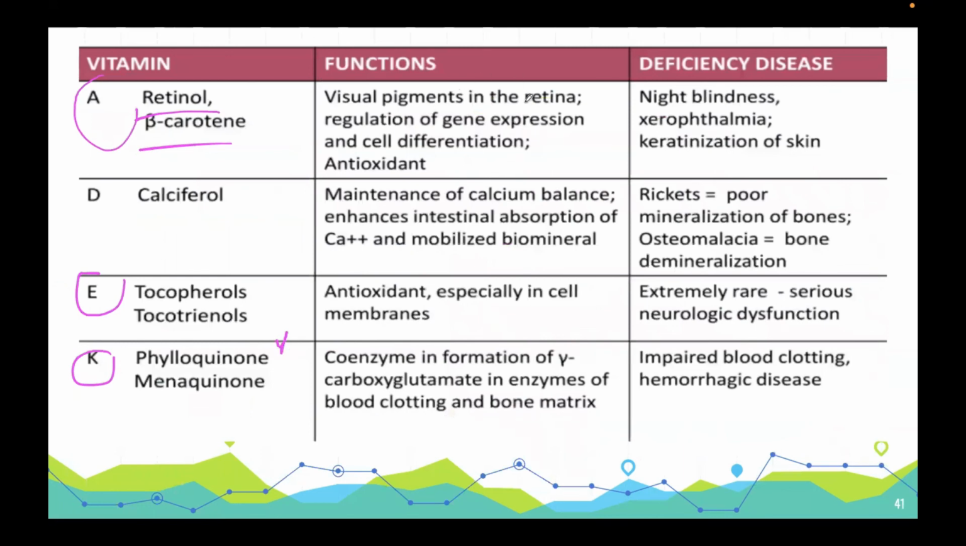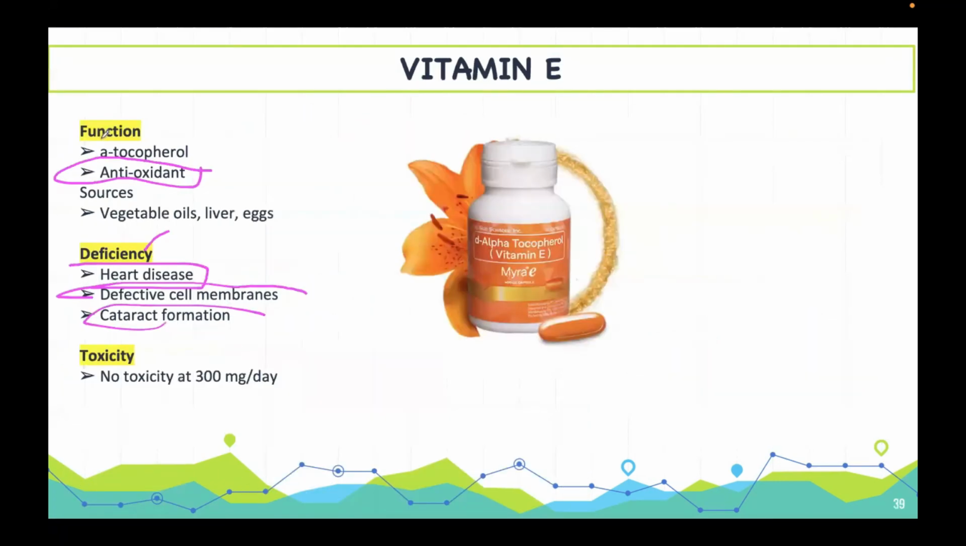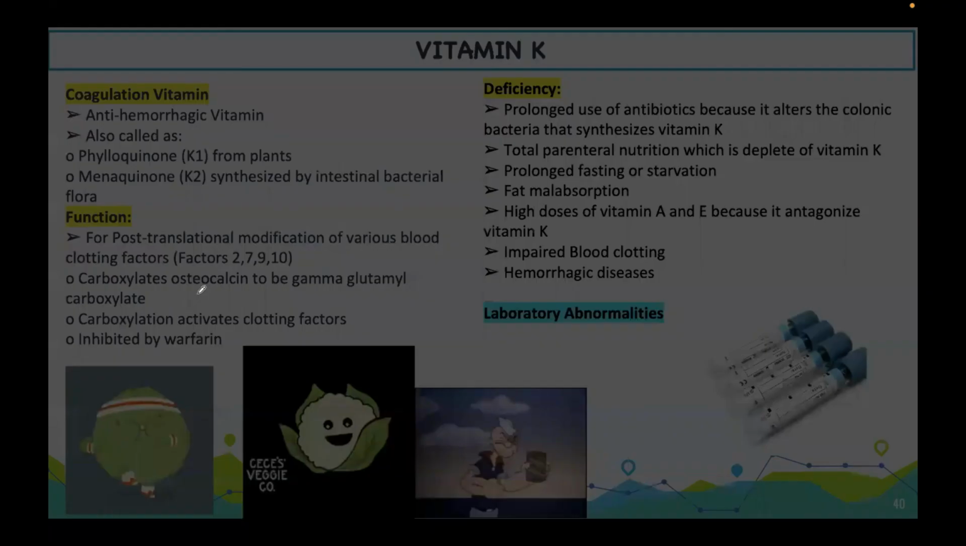Okay? And then these are their functions, and the diseases associated with the deficiency of each vitamin. Rickets, in children, and osteomalacia in adults, are for vitamin D. For vitamin A, night blindness, xerophthalmia, or keratinization of your skin. Vitamin E, tocopherol: its deficiency disease is extremely rare, but it is still involved in serious neurologic dysfunction, cardiac function or heart diseases, and cataract formation as well.